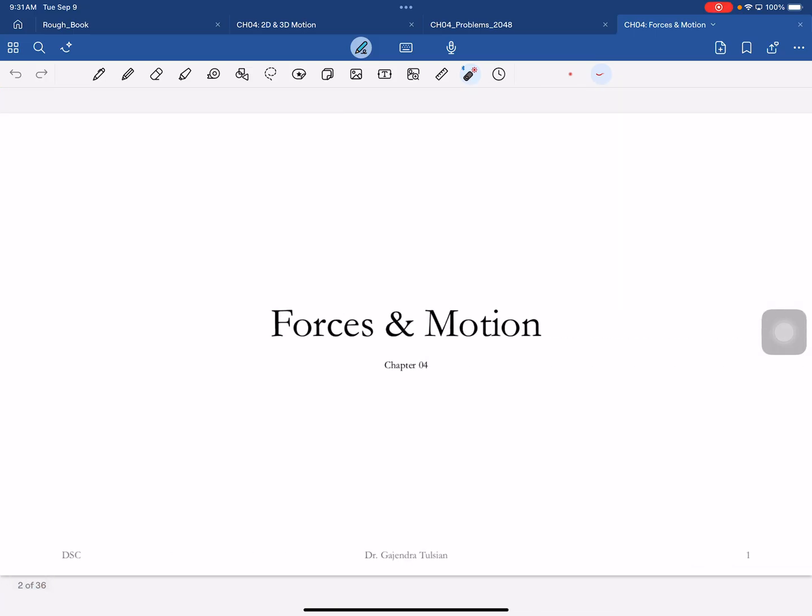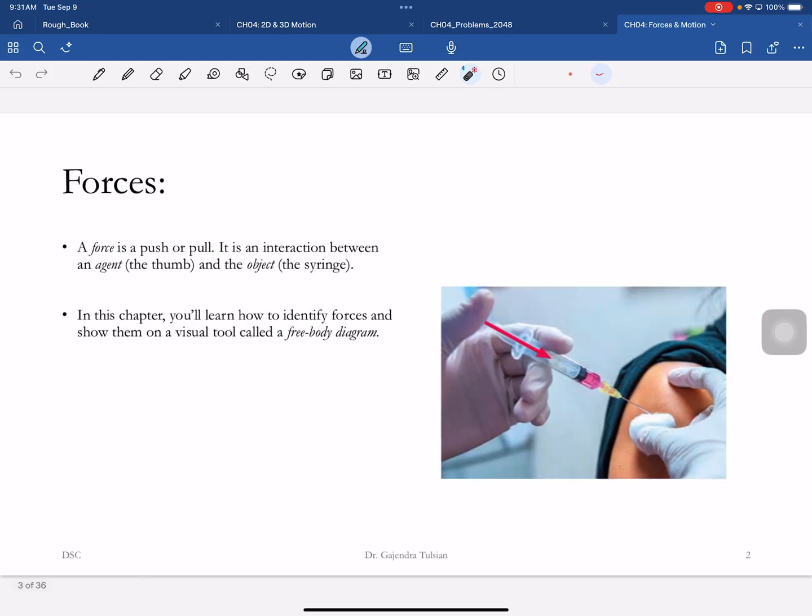So forces and motion. Here's a situation: you're applying a force on the syringe. When you apply a force, there's an agent that applies the force, and there's an object on which the force is applied. So a force is a push or a pull. It's an interaction between an agent and an object. Now there's something else going on in this diagram that we want to understand.